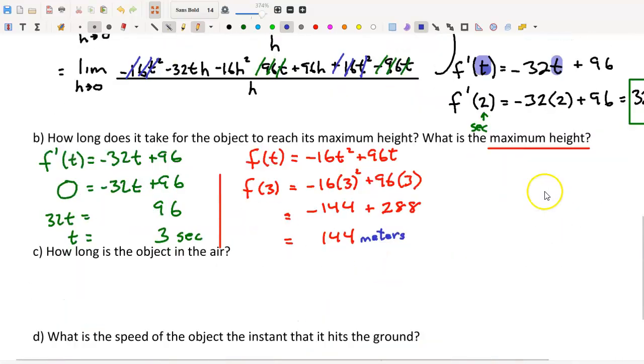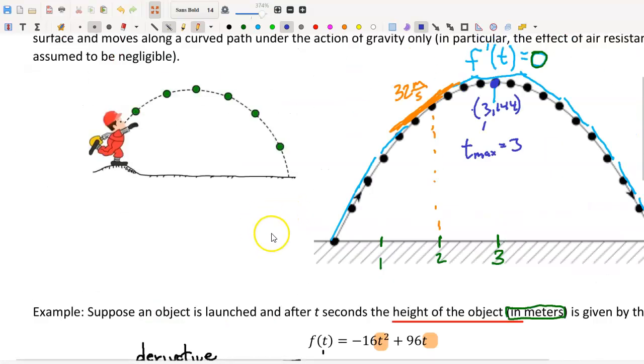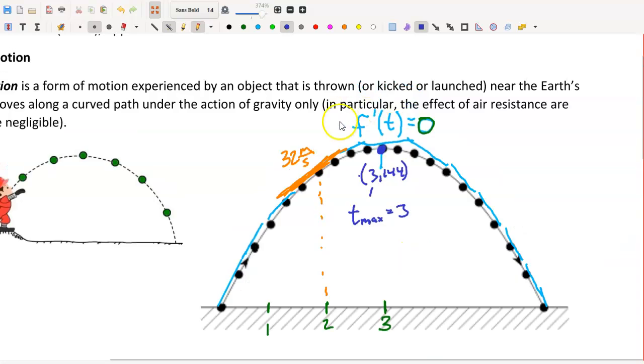All right, so what is the next one? How long is the object in the air? So how long does it take this thing to go up and come back down and hit the ground? We know the top here is 3 seconds. How long does it take to get back down here? 6 seconds, because 4, 5, 6. It's symmetrical.